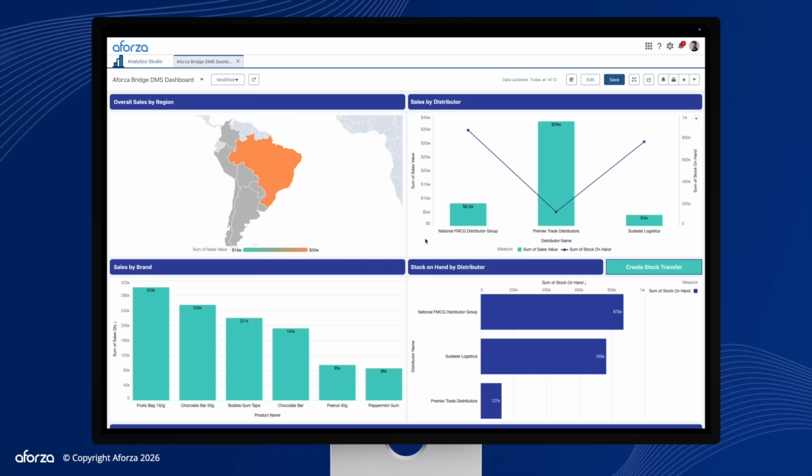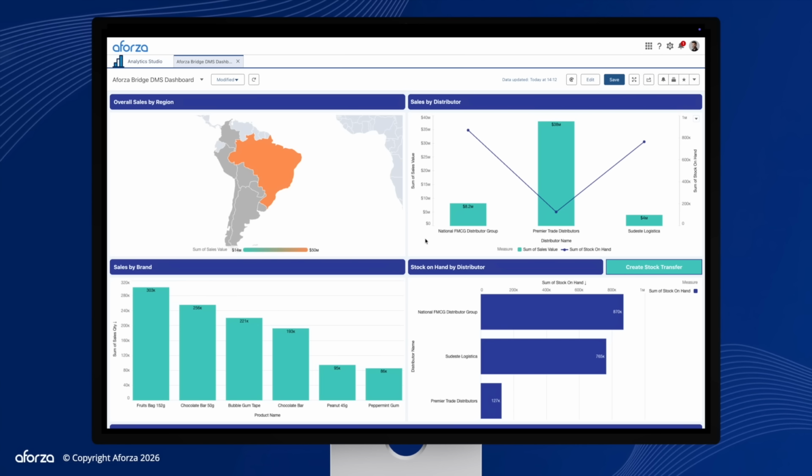And this is the pain that most manufacturers face today. Sales spike, demand is there, but you're blind to stock until it's too late. So you only learn about the problem after you've already lost that revenue. So what Bridge gives you here is visibility by distributor and inventory location so you can intervene in time.